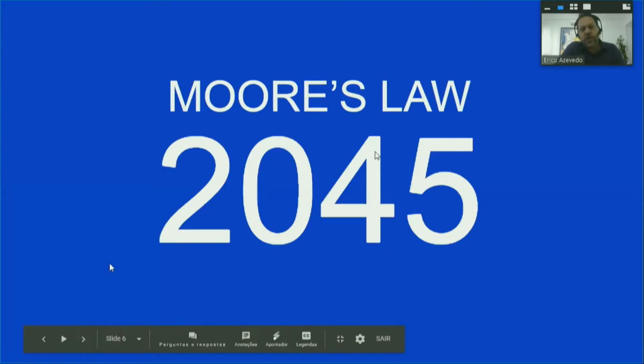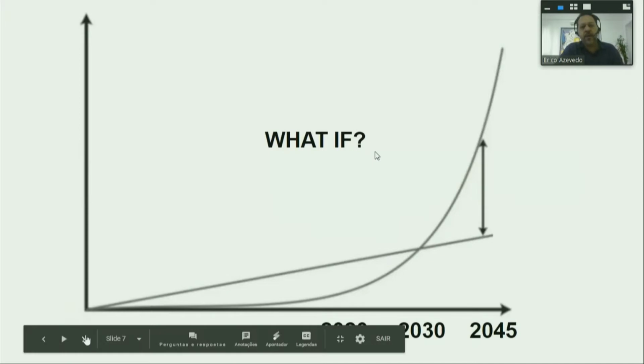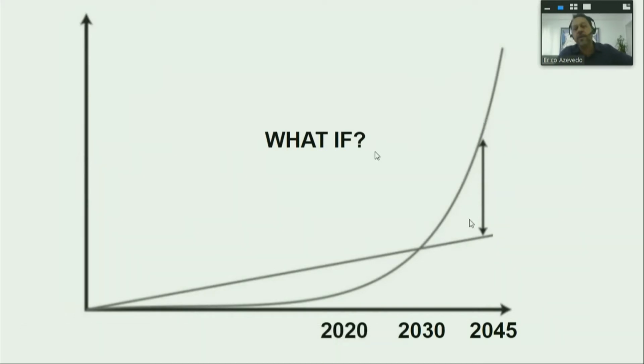And as you know, according to Moore's law, in 2045 we're going to have a kind of a break, a rupture, because machines' power is supposedly going to be capable of going beyond the entire human race's processing capacity.